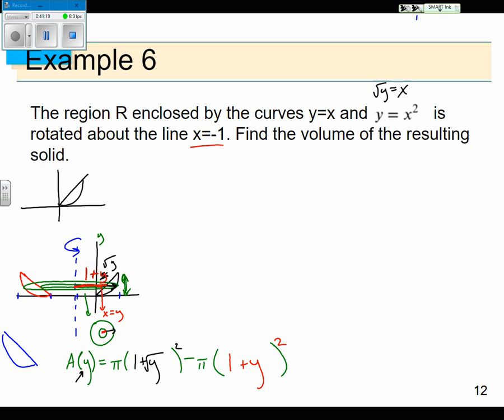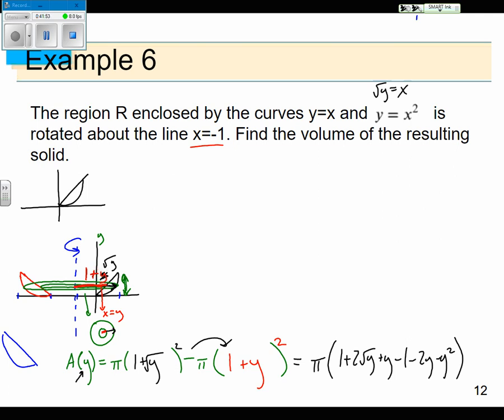From here, we can clean up everything down here if we want to. I can pull out my pi. I can expand this binomial. Let's see if I can do it right this time. 2 square roots of y plus y. And then I'm going to expand this binomial and distribute the negative at the same time. So I get a negative 1 minus 2y minus y squared. And feel free to clean that up from here if you want to.